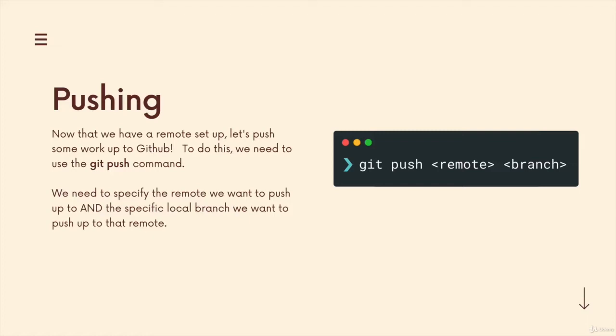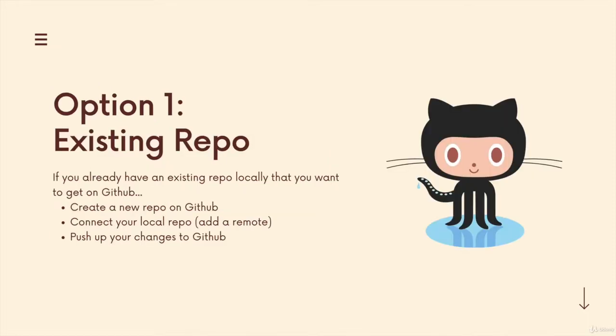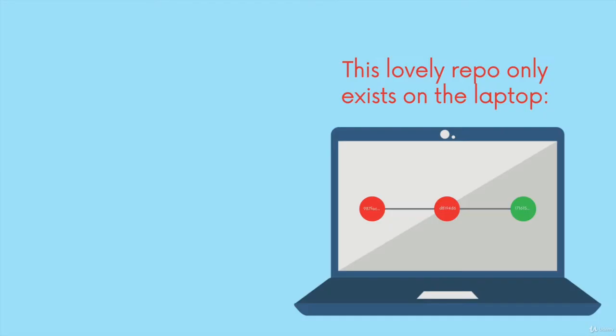All right, so we have one more step to get our code up on GitHub. We just need to push it up. So if you remember option 1, what we're following here, option 1 out of 2, is to create a new repo on GitHub, which we've done. Connect the local repo by adding a remote to our GitHub repo. We just did that in the previous video. Now we need to push our changes up.